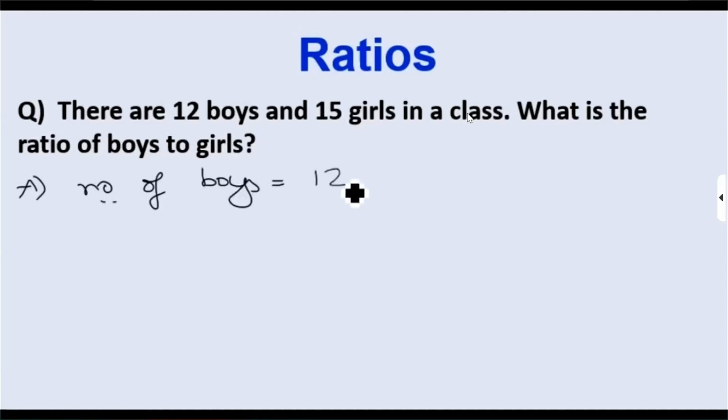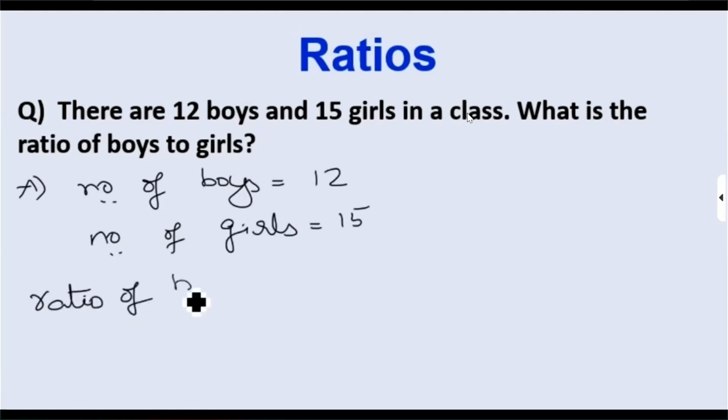So the number of boys in the class is 12 and the number of girls in the class is 15. Now we need to find out the ratio of the boys to girls. First, we need to mind the order. First is the boys, that is 12, and second is the girls, that is 15.